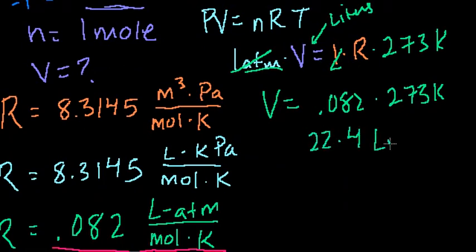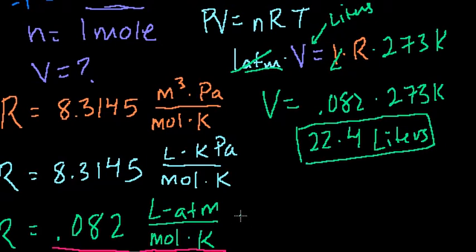22.4 liters. So if I have any ideal gas, and not all gases behave ideally, but if I have an ideal gas and it's at standard temperature, which is at 0 degrees Celsius, or the freezing point of water, which is also 273 degrees Kelvin, and I have a mole of it, and it's at standard pressure, 1 atmosphere, that gas should take up exactly 22.4 liters.